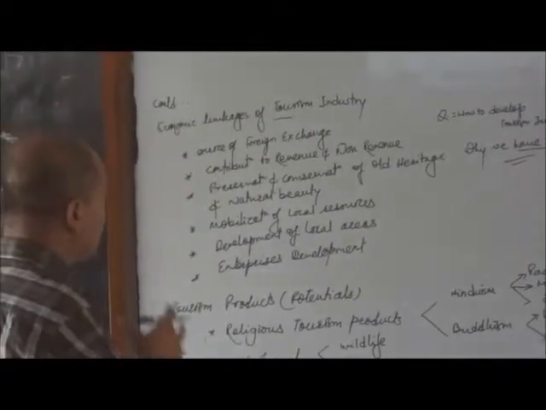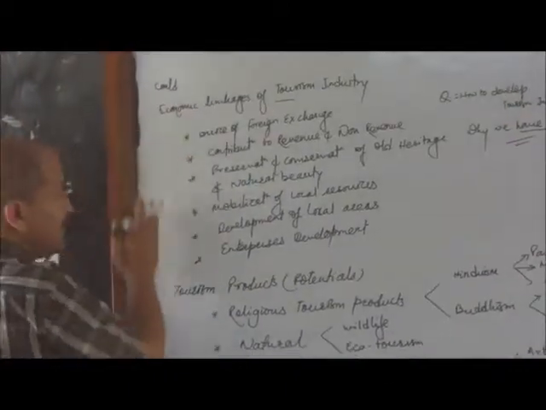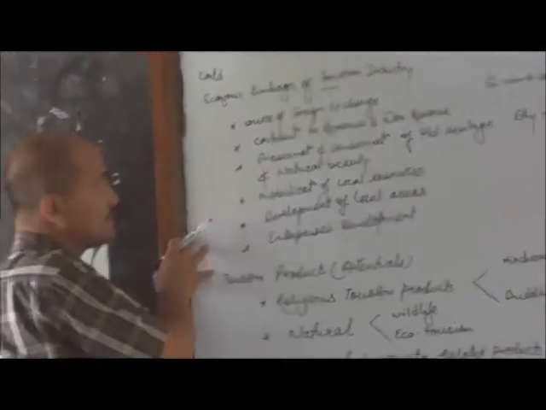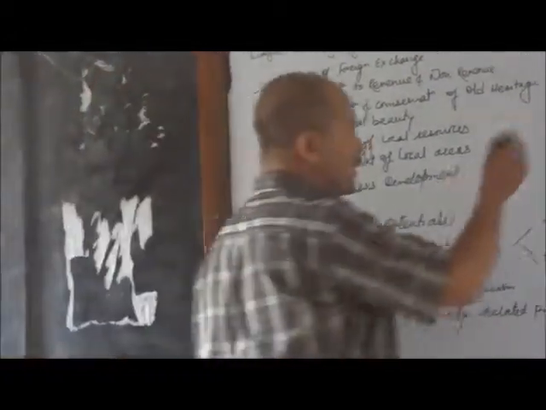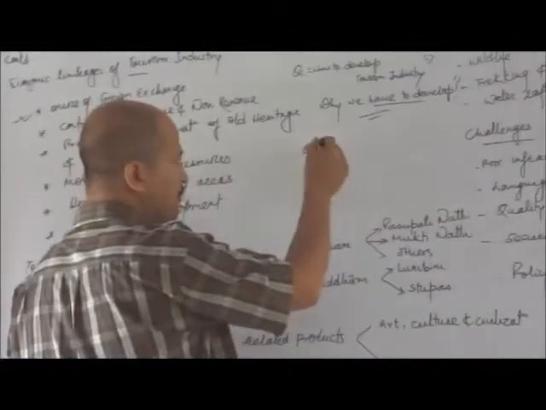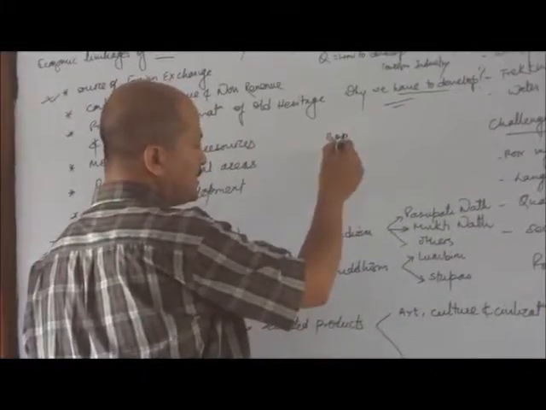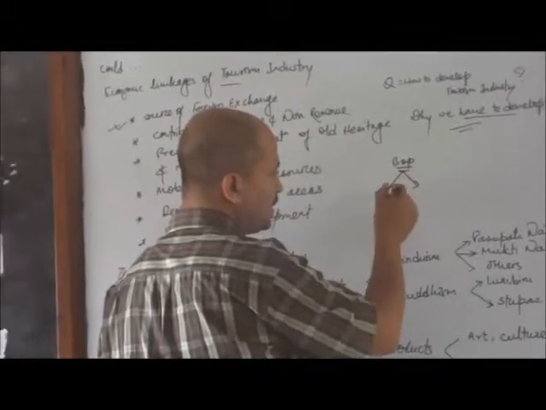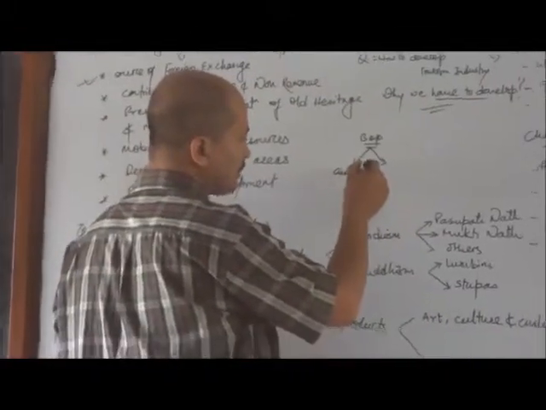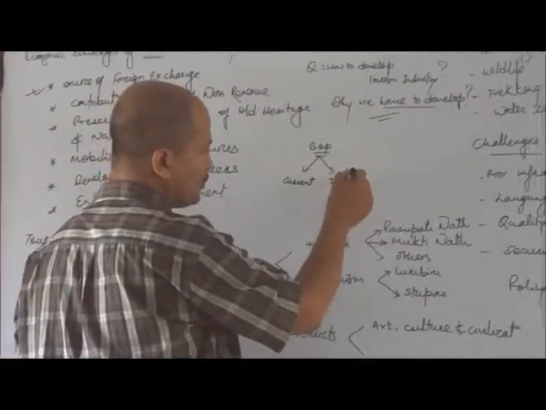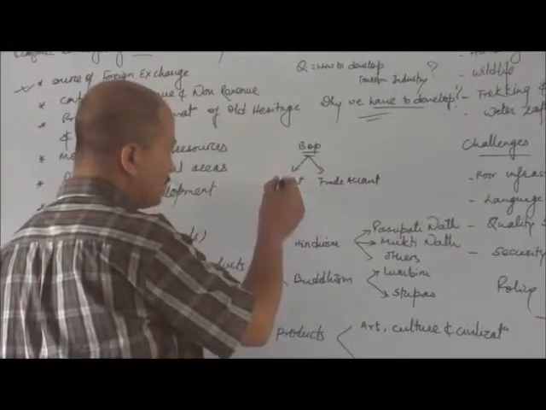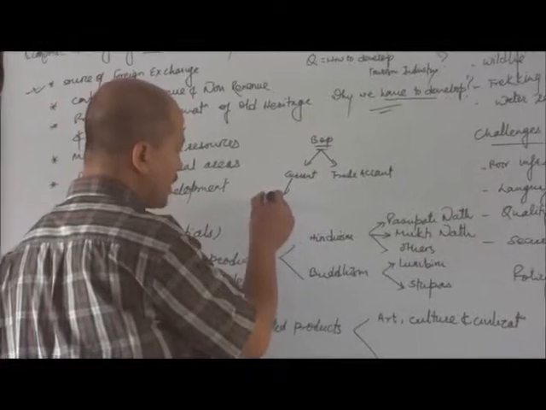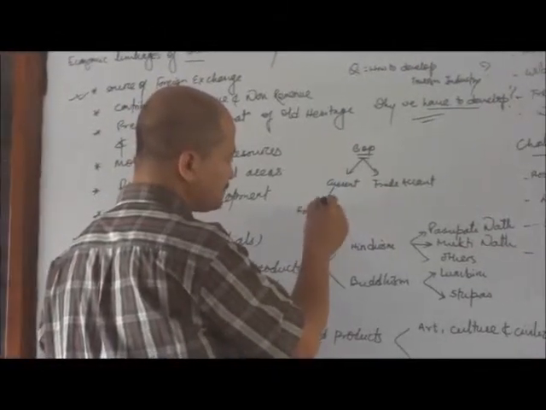If we observe, I just listed some linkages of the tourism industry. One is the source of foreign exchange. If we observe the BOP, balance of payment, there are two accounts: one is the foreign account, another is the trade account. And the foreign account is related to foreign exchange or foreign currency.